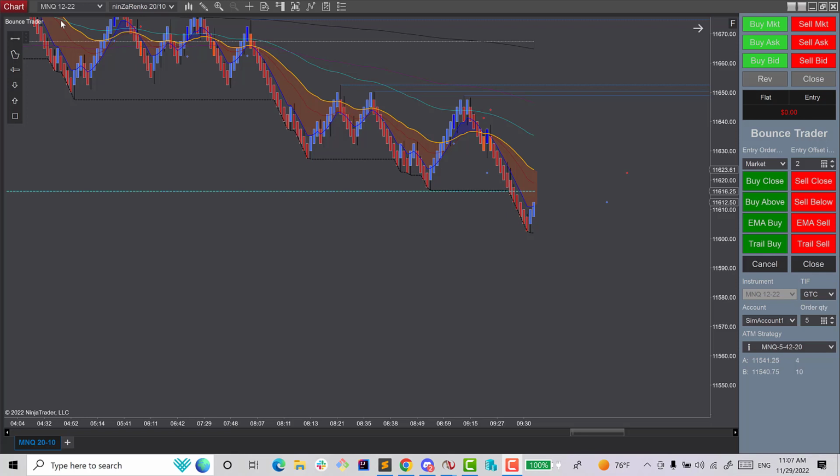Demonstration of a bounce method. We're using MNQ and Ninzarenko with 2010 setups, and we use Bounce Trader, Chart Trader for NinjaTrader on the side. We're mainly looking for 34B setups, 34R setups, CC setups, and others. You can find more about it in the free course. It will be in the description.